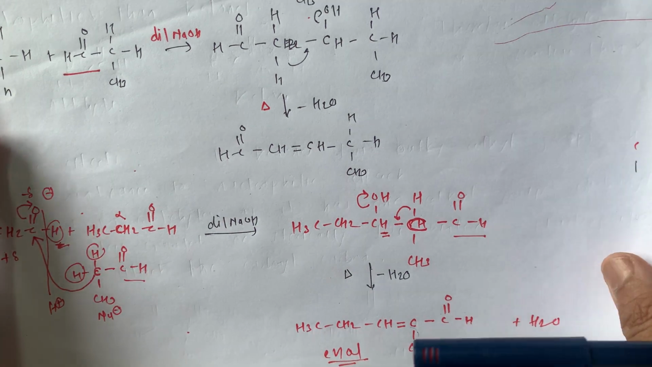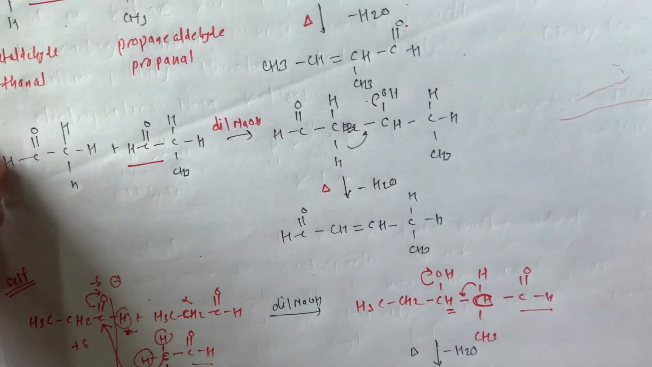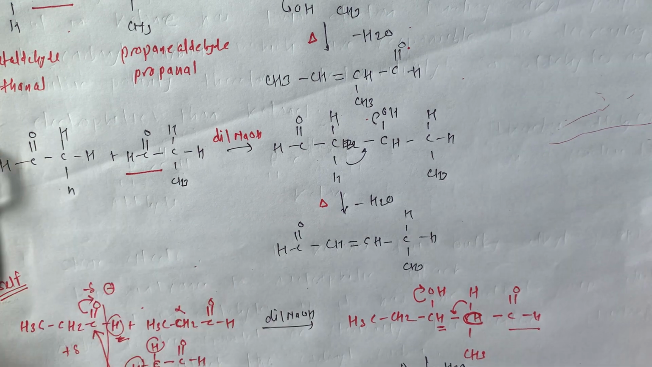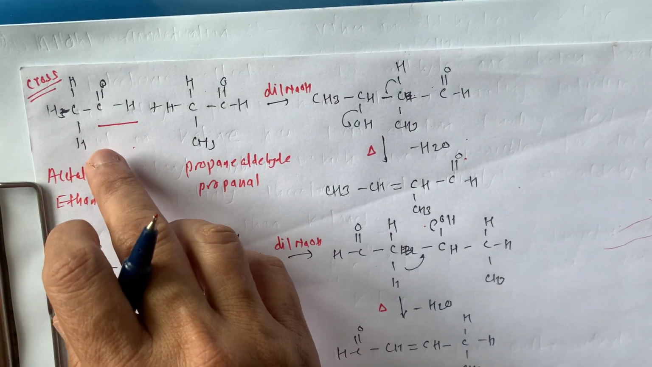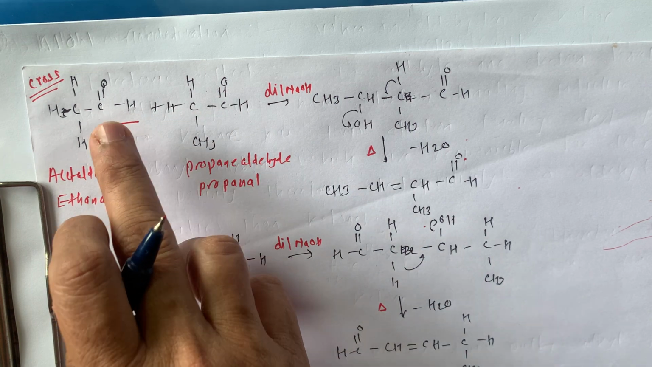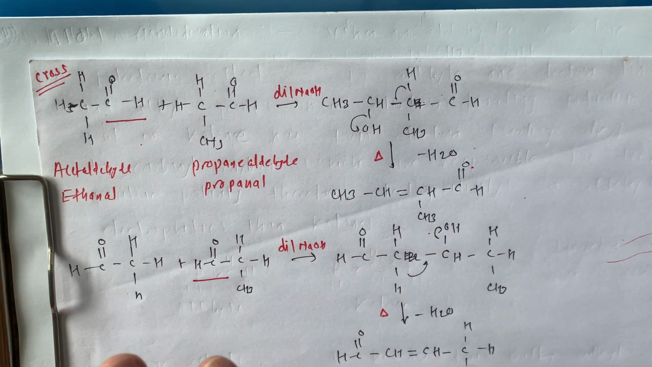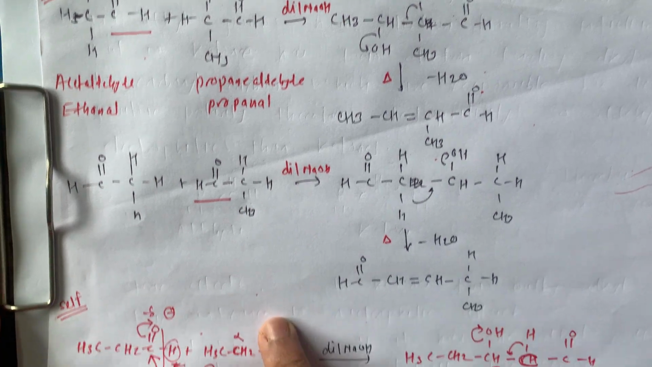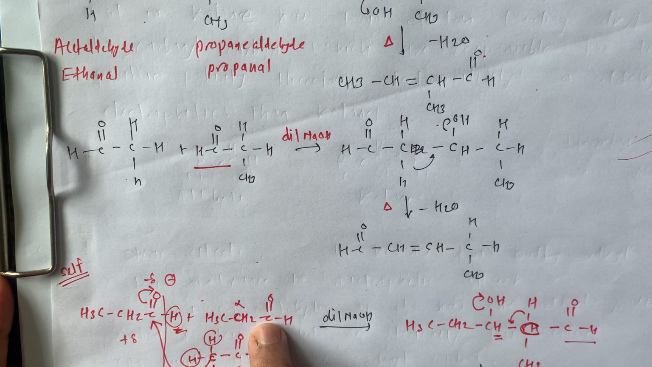Now we are going to see the cross. Cross means reaction between two different aldehydes. First product is acetaldehyde, self-condensation. Second product is propanaldehyde, that is the second product.